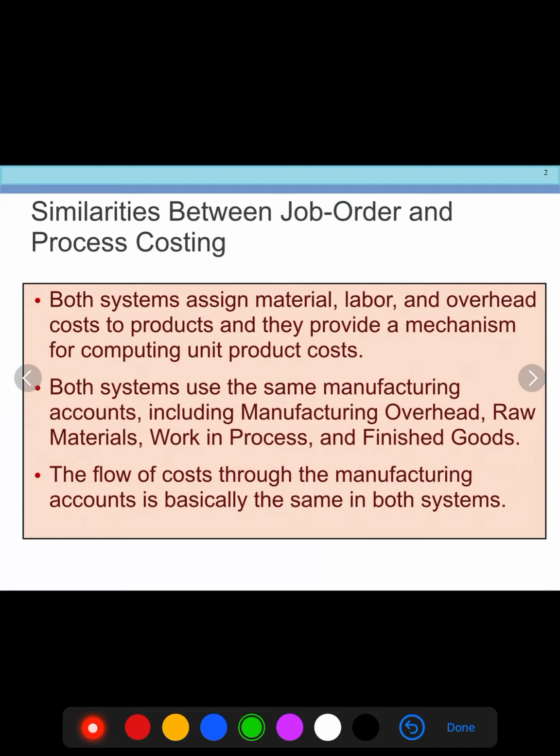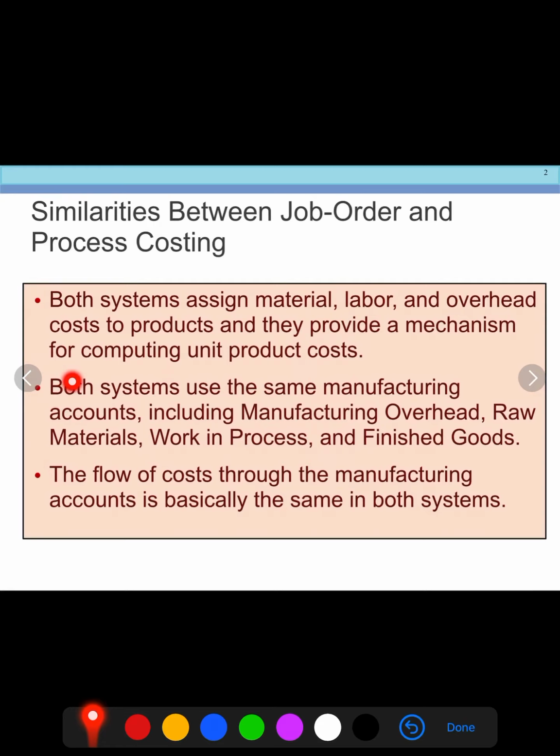Let's discuss the similarities between job order and process costing. Both systems assign material, labor, and overhead costs to products, and they provide a mechanism for computing unit product costs. Let us all remember that materials, labor, and overhead are the manufacturing cost. When you combine material and labor, that is the prime cost. When you combine the labor and the overhead, that is the conversion cost.